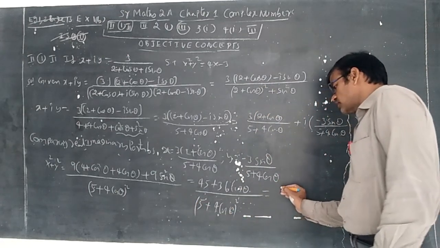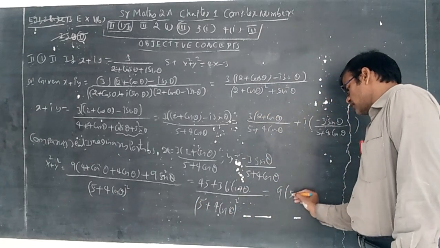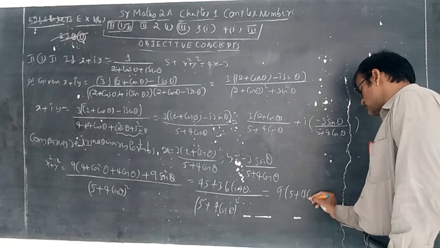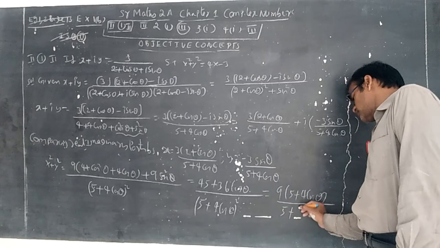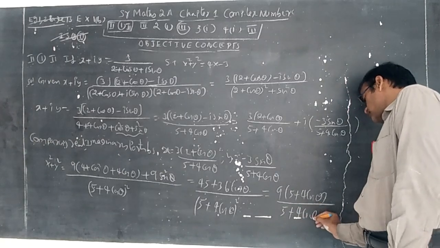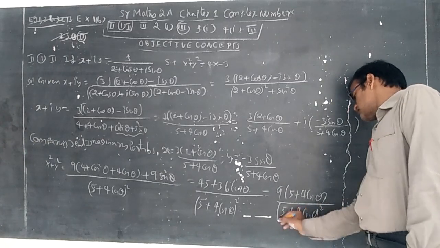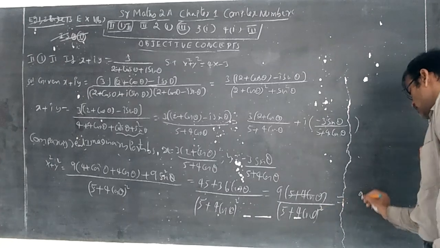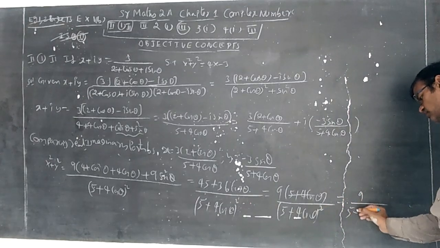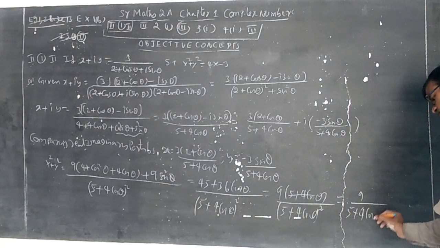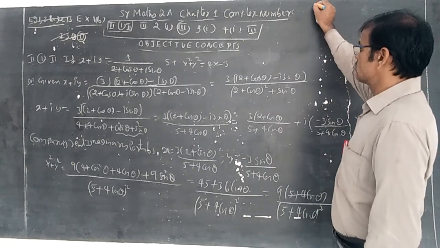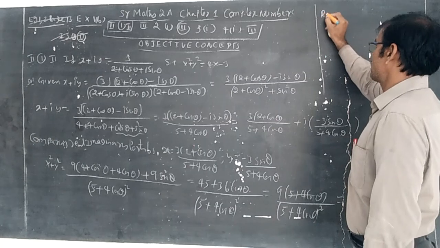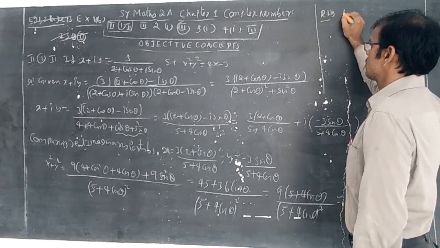If we take 9 common in this, you can write 5 plus 4 cos theta whole by 5 plus 4 cos theta whole square. So LHS gives 9 by 5 plus 4 cos theta. Now we need to calculate RHS.